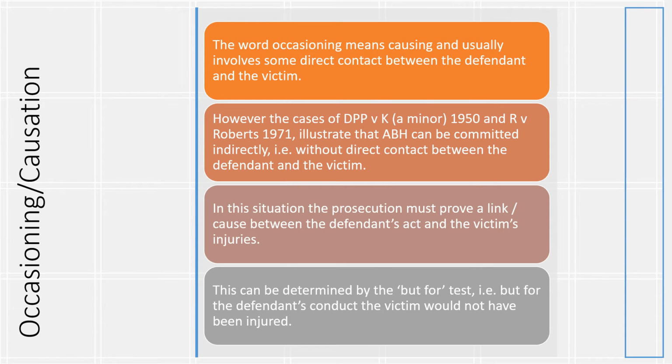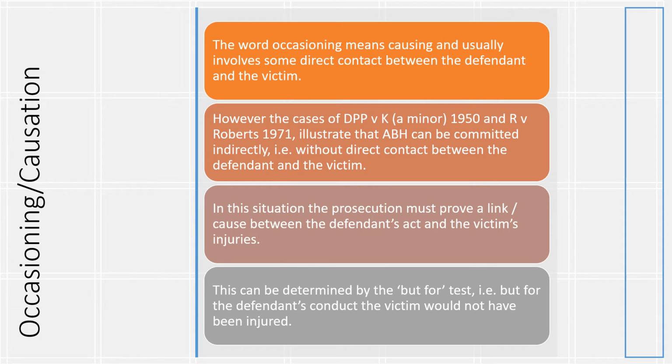So what the prosecutor has to do then is just prove that link between the defendant's act and the victim's injuries. And this can be determined in the same way as causation, in those causation elements you will have learned. So we've got the but-for test, and we've got the de minimis or more than minimal test, or indeed that it's more than a trivial cause.